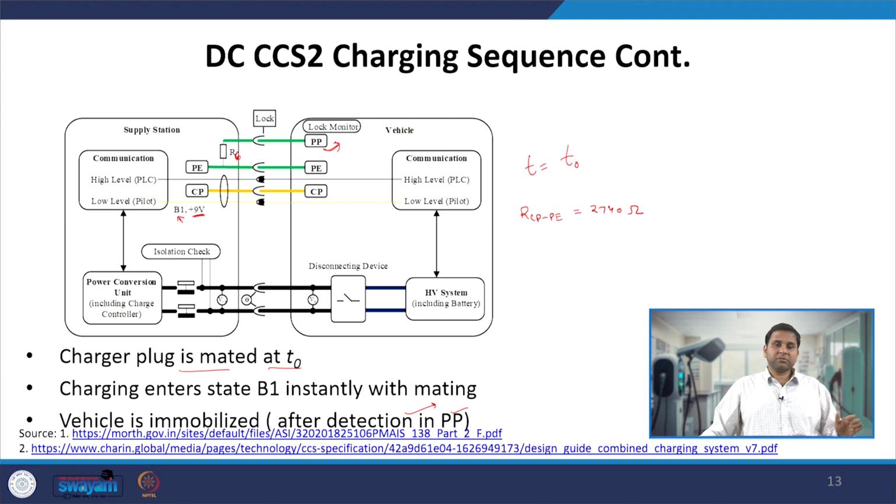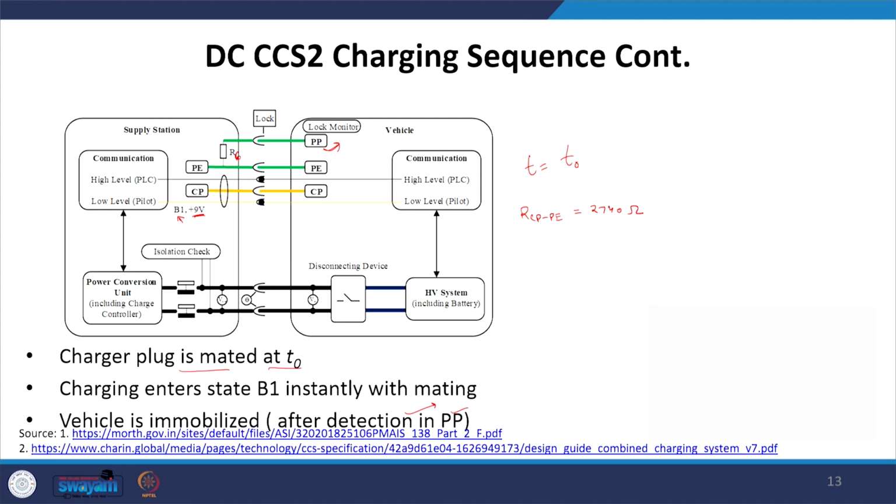That means the propulsion system gets cut off from the battery system, because the vehicle now identifies that the user is actually charging the battery pack. So at the B1 state, after detection over the PP line, the vehicle gets immobilized and the charging system enters into the B1 state.